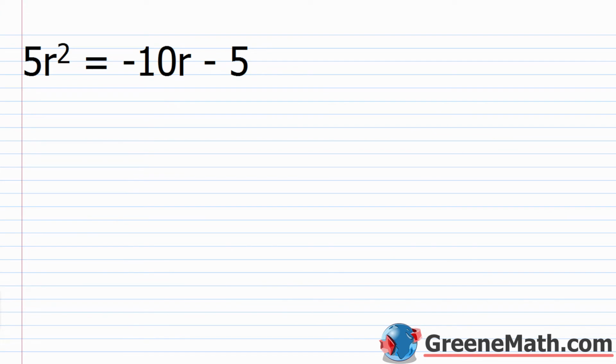Okay, let's go ahead and take a look at the next example. So we have 5r squared is equal to negative 10r minus 5. The main thing here is that you don't want to get confused because the variable is not an x. It doesn't matter if you have an x, an r, a q, a z, whatever it is. You just follow the generic formula.